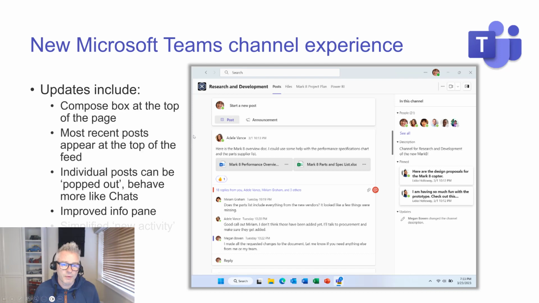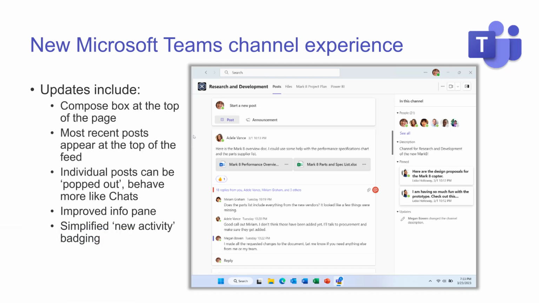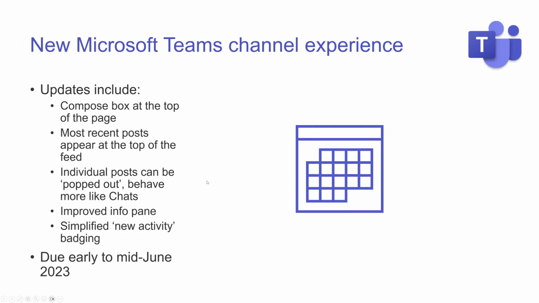So the compose box is at the top of the page. Most recent posts appear at the top. Posts can be popped out. So you've got an individual post, you can pop that out, and it behaves more like a chat. And it's going to make it more obvious that there's new activity in there for you as well. And that is due early to mid-June. If you're in preview, you've already got it. Don't fear that one, folks.